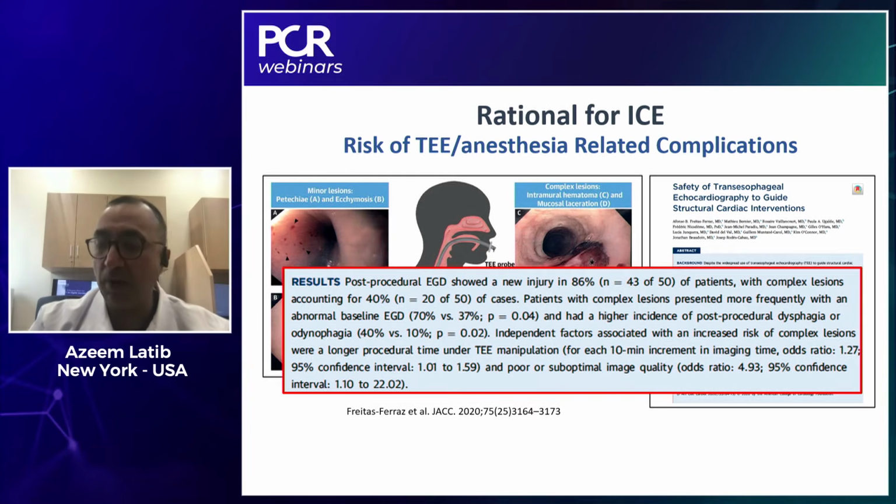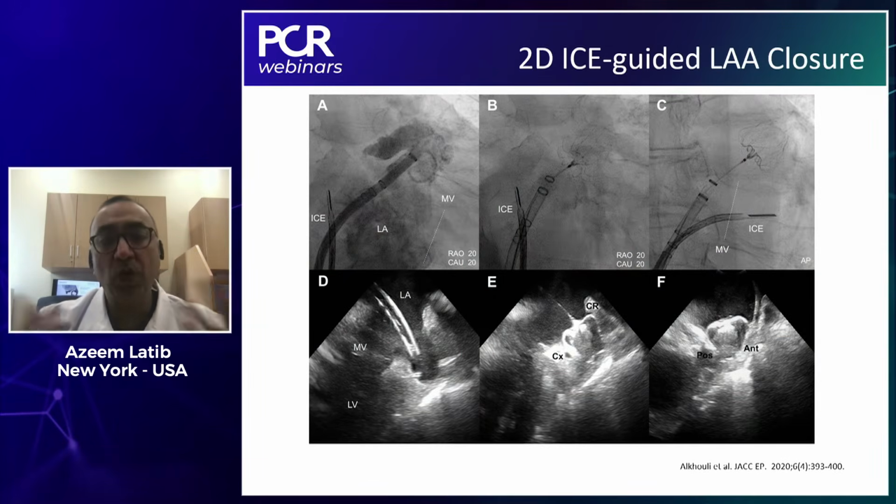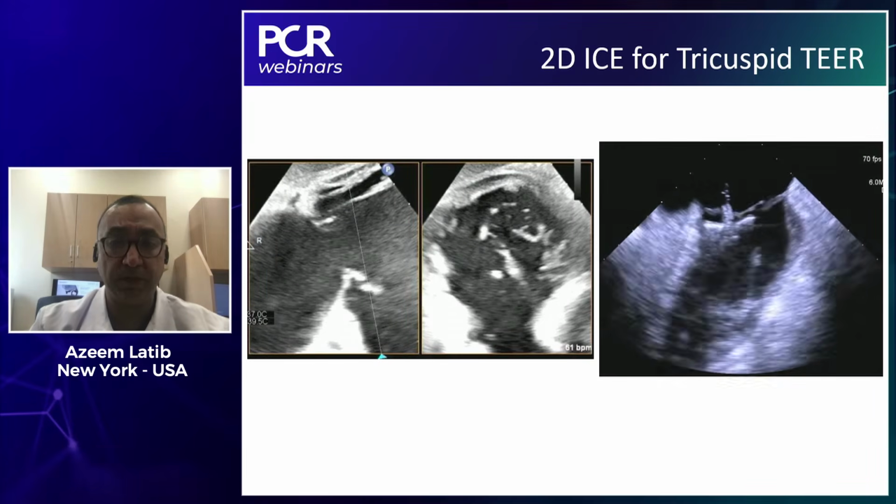So currently, when we think about ICE, most of us have had experience really only in 2D ICE. Here where I work in the United States, in New York, we use 2D ICE all the time for our PFO closures. But there's more and more work now to use 2D ICE as well to guide LAA closures. Here's a picture from Mohammed Al-Khuli, who I think is really one of the people pioneering using ICE for LAA closure and not doing general anesthesia. You can see how, with some experience, you can get very good imaging, even with 2D ICE, to do LAA closure. There may be some more complex LAAs where 2D ICE is not sufficient, though.